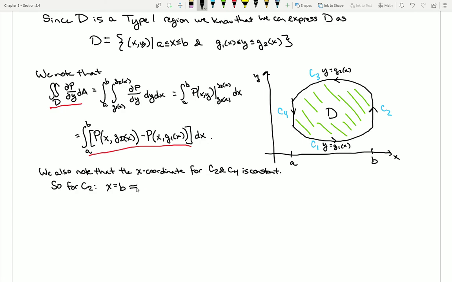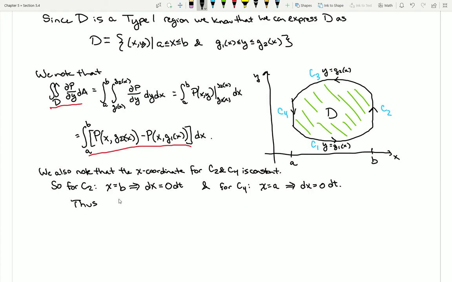And of course, what that can definitely tell me is that if I wanted to take the derivative of this, I would get 0 dt. If I took the derivative with respect to t, like I was getting ready to set up a line integral, I take the derivative both sides, I'm going to get dx is actually equal to 0 dt. And for C4, notice I'm going to get something very similar. I have x is equal to a, but that gives me that dx is again equal to 0 dt.